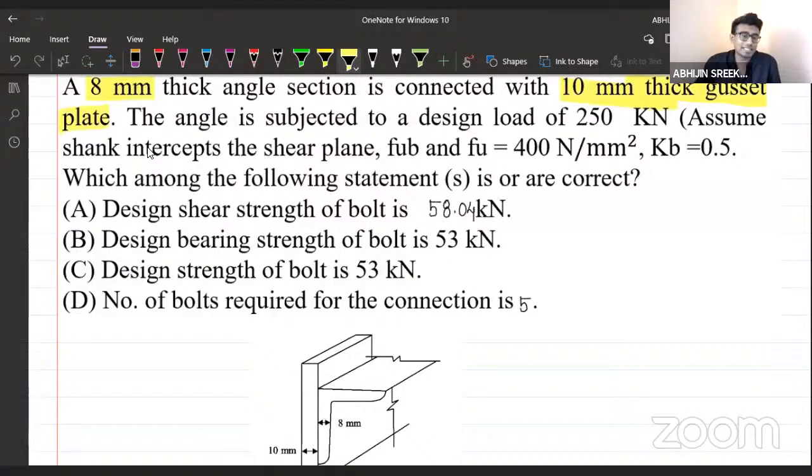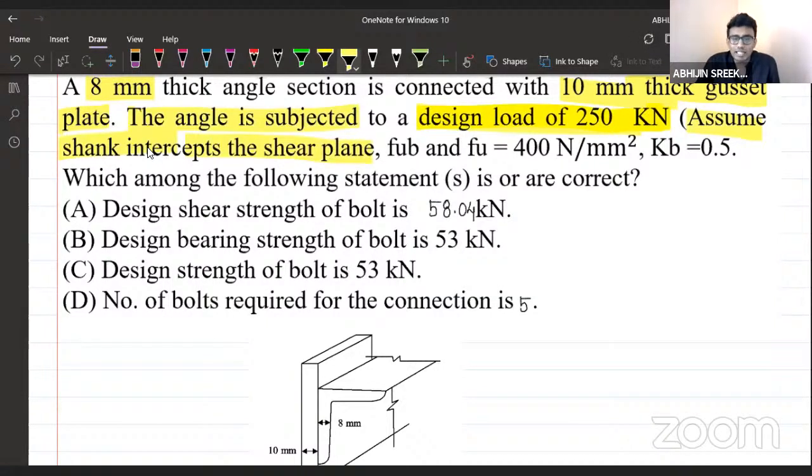Okay, this is a gusset plate, and we are given an angle section also. This angle section, 8 mm thick, is connected to a gusset plate of thickness 10 mm. It is also saying that the angle is subjected to a design load of 250 kilonewton. Remember this. And it's also saying to assume the shank intercepts the shear plane. Those who don't know this, don't worry, I will explain that.